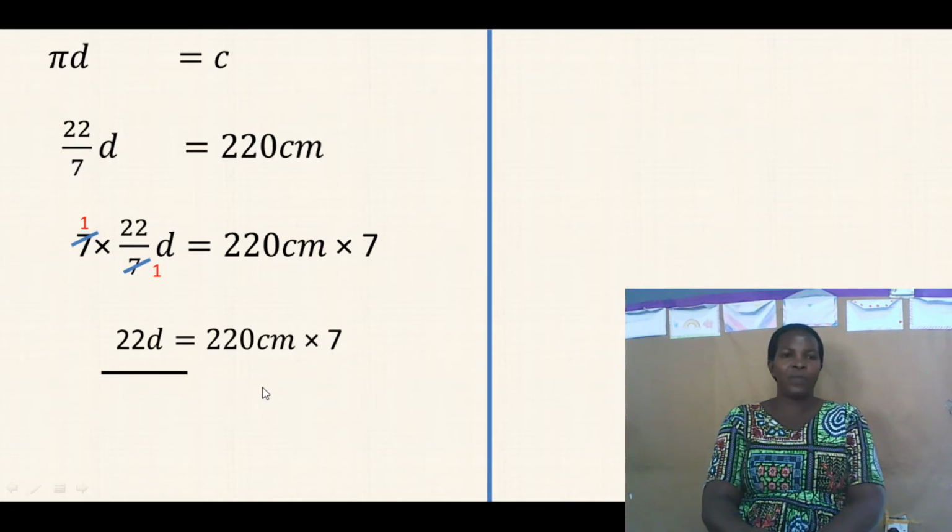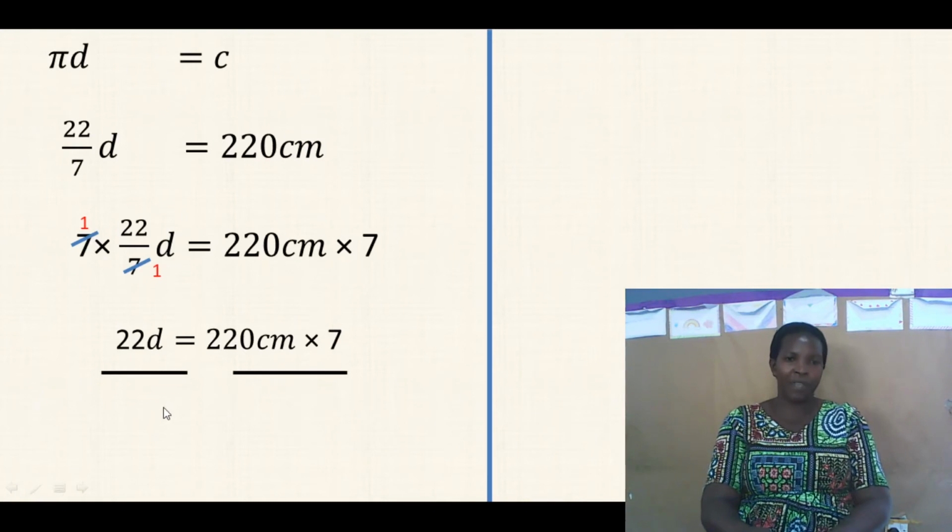We shall move on to divide by 22 on both sides. I believe, boys and girls, you are all following. We shall divide by 22. Even on this other side, we shall divide by 22. Yes. What is 22 divided by 22? Good. The outcome is a 1. Now, my dear boys and girls, we shall still divide by 22 here. We come up with a 1.